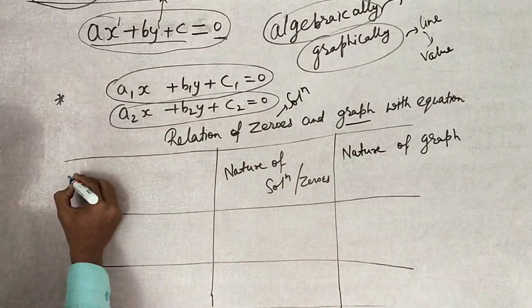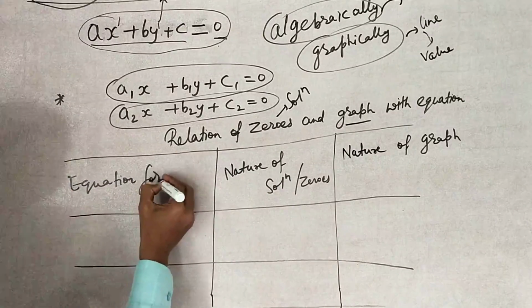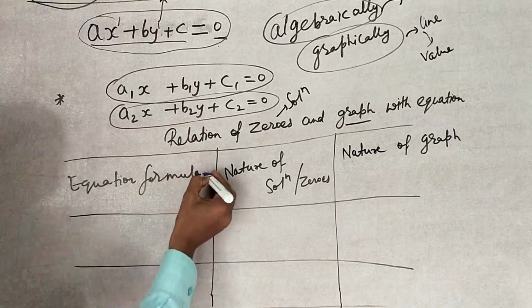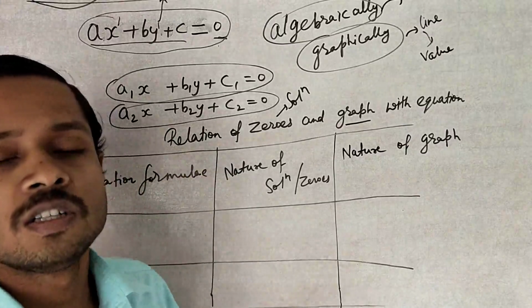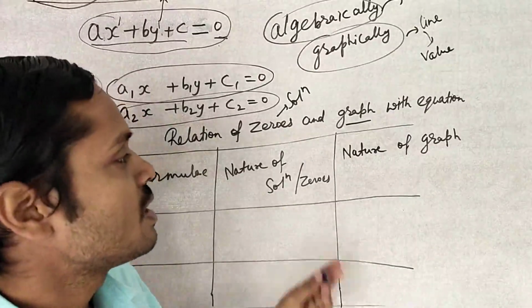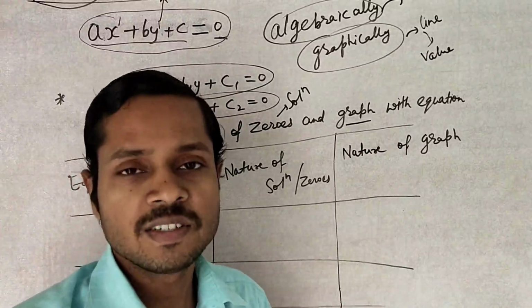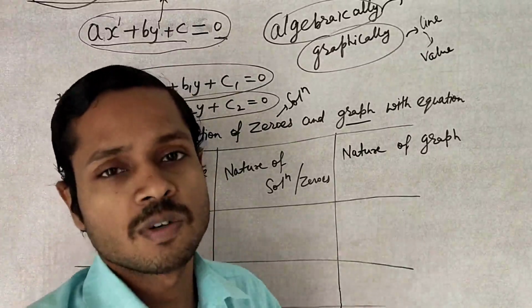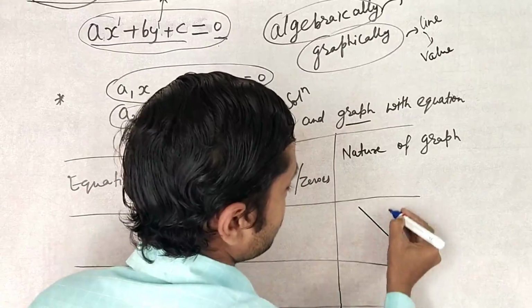Clear? And equations, equation formula. Clear? And we are also getting another topic, that I will mention in those. Look at there. If we are drawing the lines graphically, we will get three types of line. One line, look at there, according to this one.